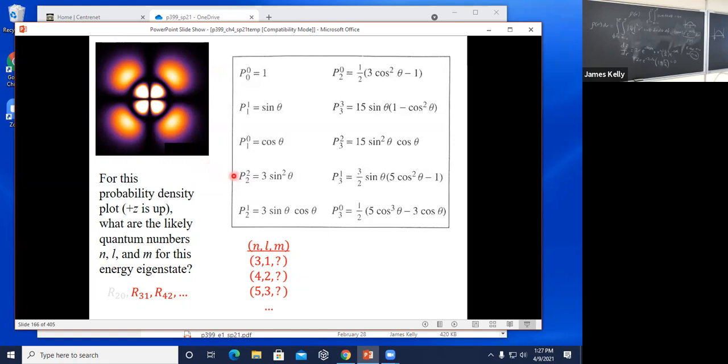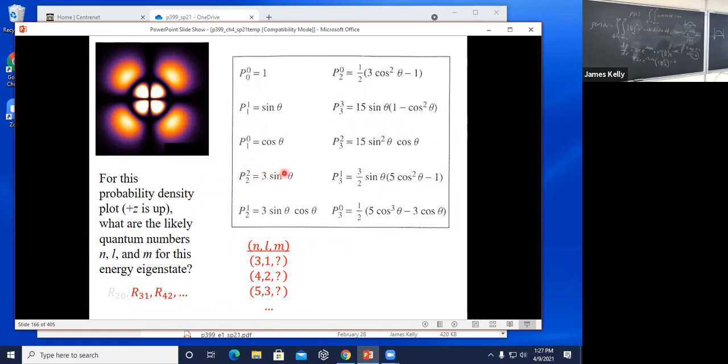Or just to put it a different way, why is P10 not a possibility? Yeah, I mean, it's got a 0 at theta equals pi over 2, which certainly looks like it works, but it doesn't have one at 0 or pi. So, sorry, what was that?